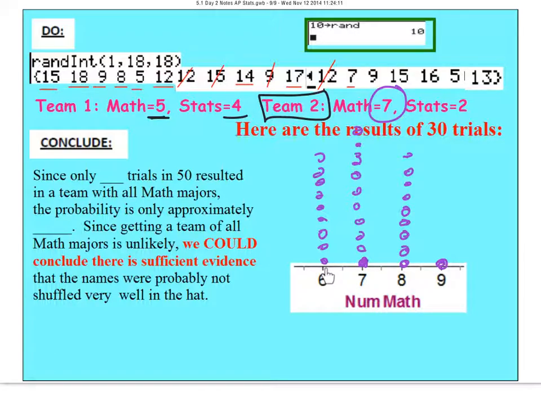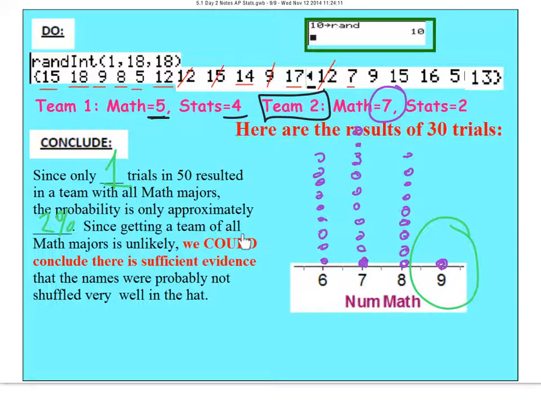So let's figure out how to make our conclusion. Since only blank trials in 50 resulted in a team with all math majors, well, in this case, there's only one. So one trial resulted in all math majors. The probability is only going to be 1 out of 50, which is 2%.